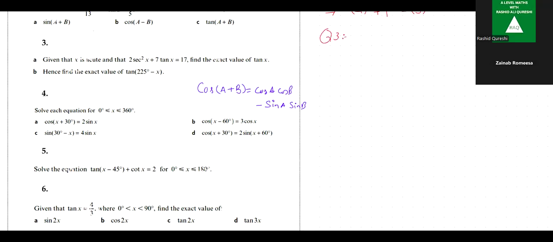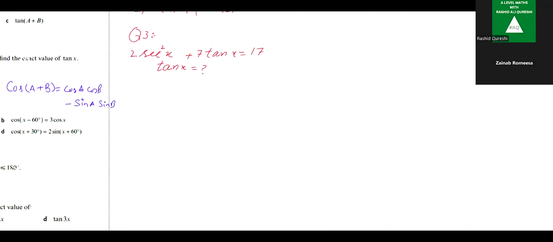And that 2 secant square x plus 7 tan of x equal to 17, find the exact value of tan of x. So what's the question is? The question is 2 times secant square of x plus 7 times tan of x is equal to 17. And what's the target is? Target is you have to find the value of tan of x in this case. So that's the question. Remember that to solve this question, what are the formulas we have to use over here? I will discuss with you.